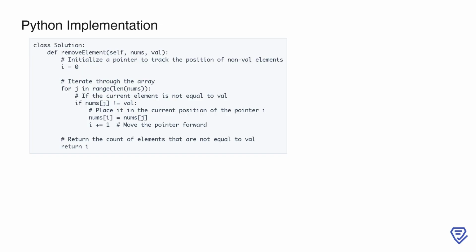By the end of the iteration, the first i elements of the array will contain all elements that are not equal to val, and the value of i represents the new length of the modified array. Since the problem specifies that the array should be modified in place, the function does not create any additional data structures, achieving O(1) space complexity. This solution is efficient and handles all edge cases, such as when the input list is empty or when all elements are equal to val.